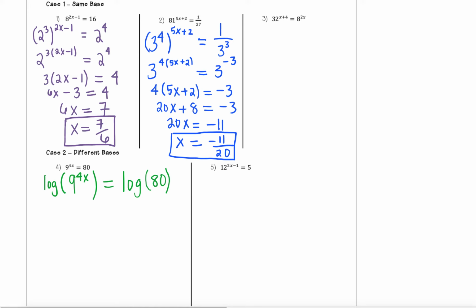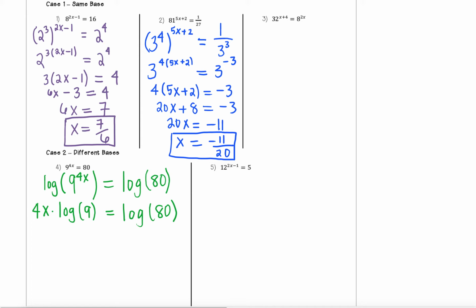And as it looks right now, it almost looks like we made this more complicated. But the reason it is helpful to apply a log to both sides is now we can use the power rule for logs, or power property, and bring down that exponent, and the 4x can move down in front of the log, and we get 4x times the log of 9 equals the log of 80. And in this case, it's okay to apply the log to both sides of our exponential equation because we're doing the same thing to the left side as well as to the right side, and they're both the same log base 10. Now from here, our job is to isolate the x.